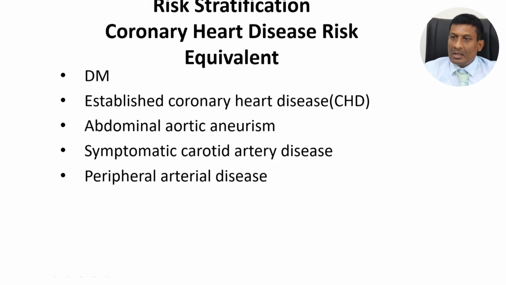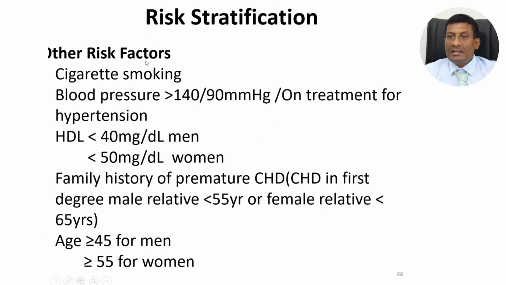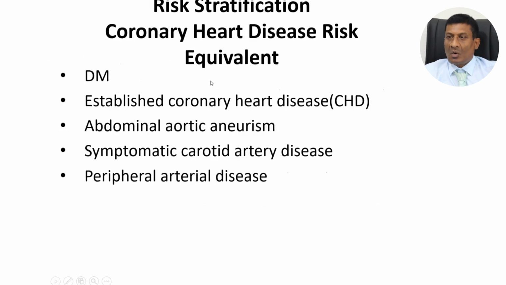Apart from these coronary heart disease risk equivalents, we have other major risk factors, which include cigarette smoking, blood pressure, low HDL in men below 40, in women below 50, family history of premature coronary heart disease, and age above 45 for men and 55 for women. So these are the risk factors other than coronary heart disease risk equivalents.